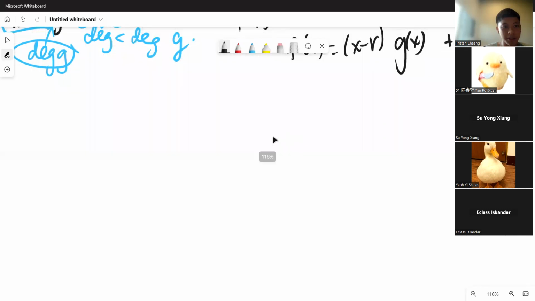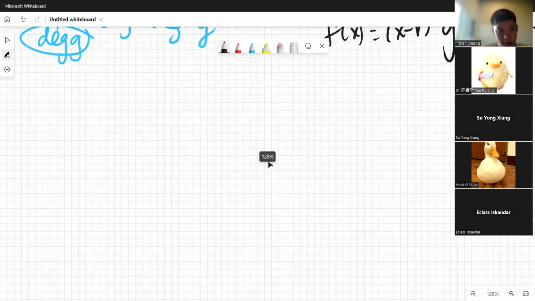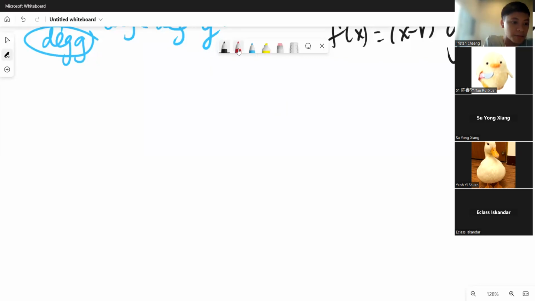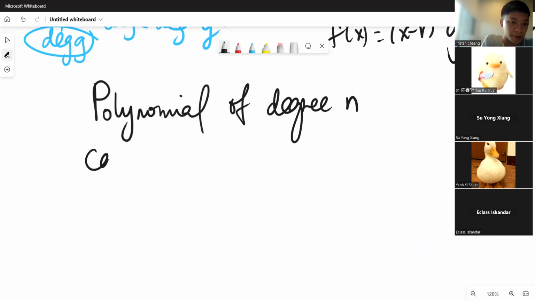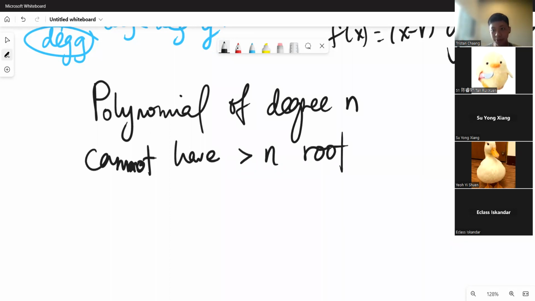So let's see the next one. The next one is quite important because it will be connected to the complex number lecture afterwards. So a polynomial of degree n cannot have more than n roots. So it doesn't matter whether it's complex roots or real roots or rational roots or integer roots or even positive integer roots. It doesn't matter. It cannot have more than n roots.